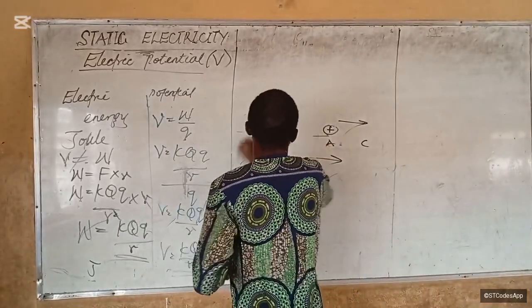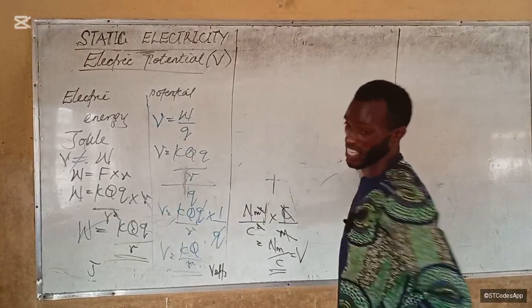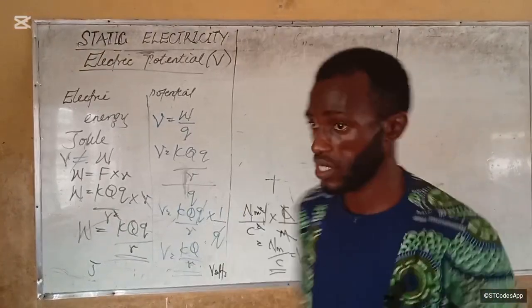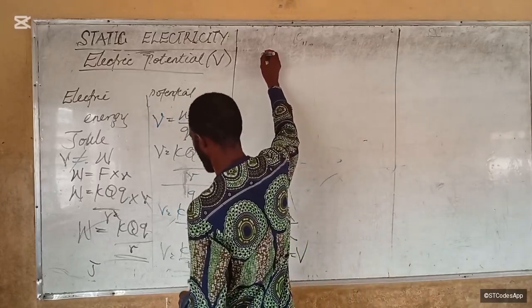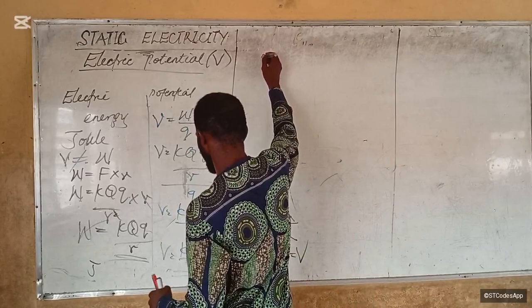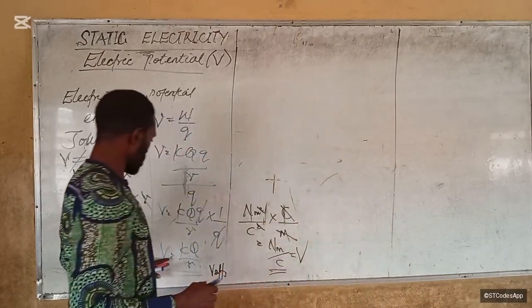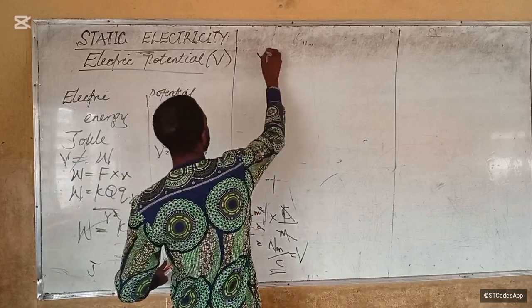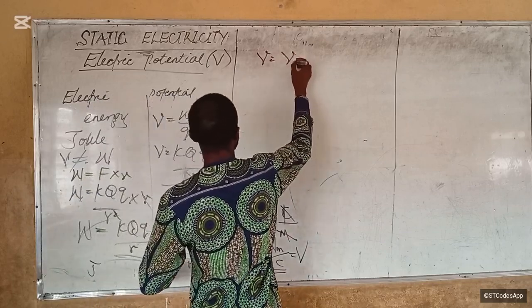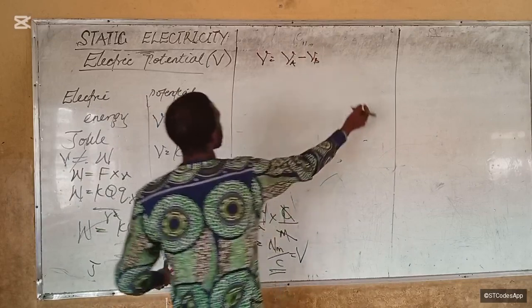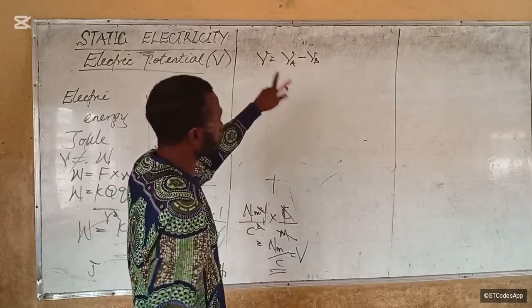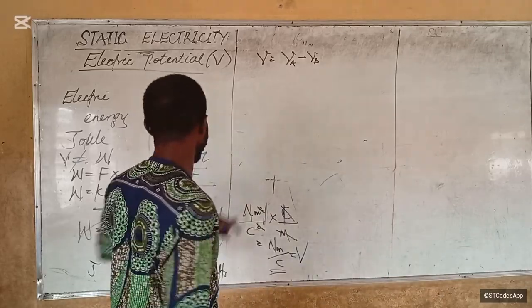All right. Now, what would be the electrical potential difference? Between 2 points, electrical potential difference will just be equal to electric potential at a point A minus electric potential at a point B. Is that okay? So that will be the electrical potential difference.